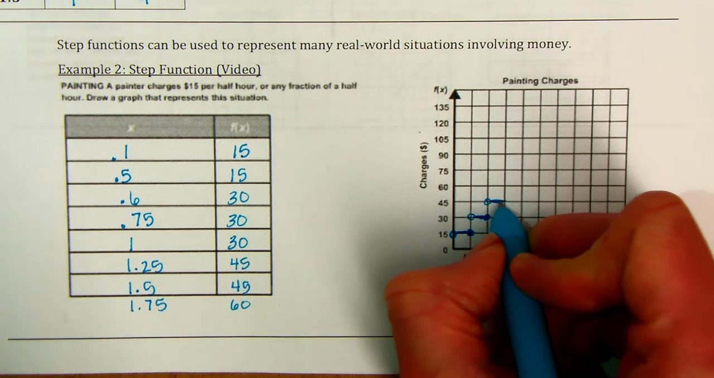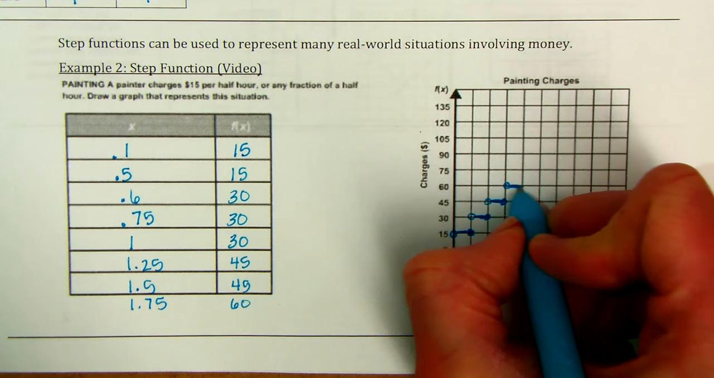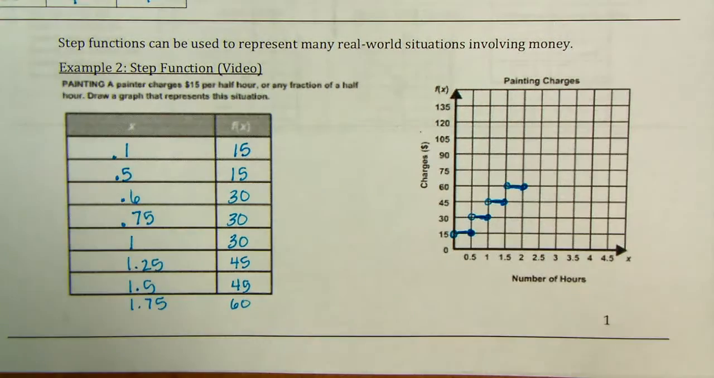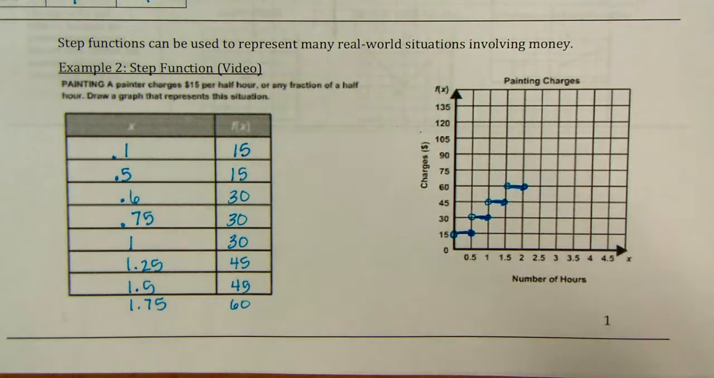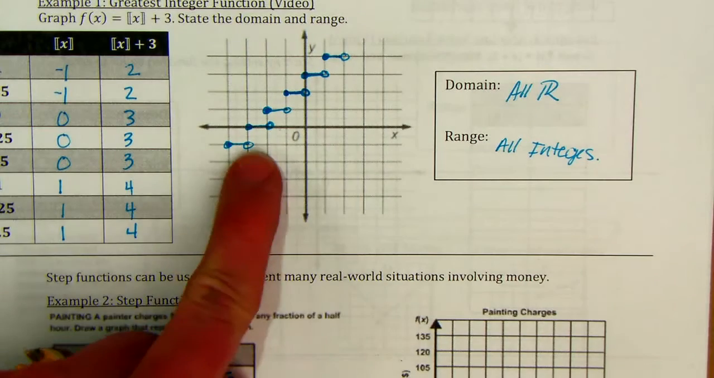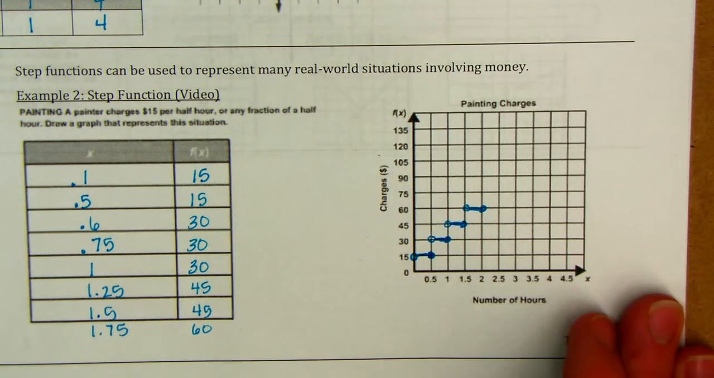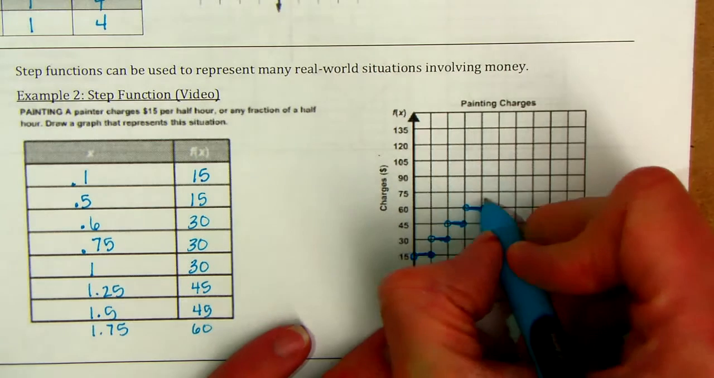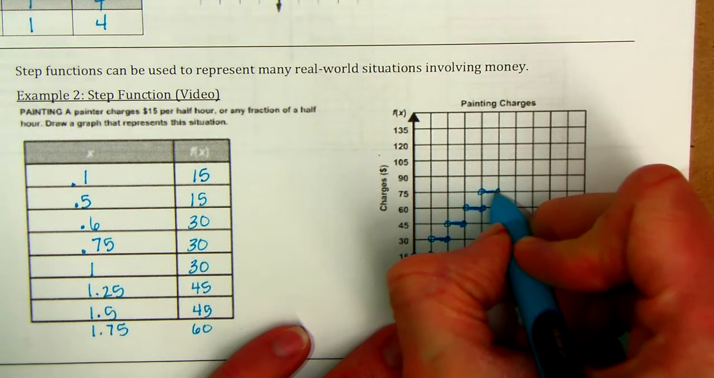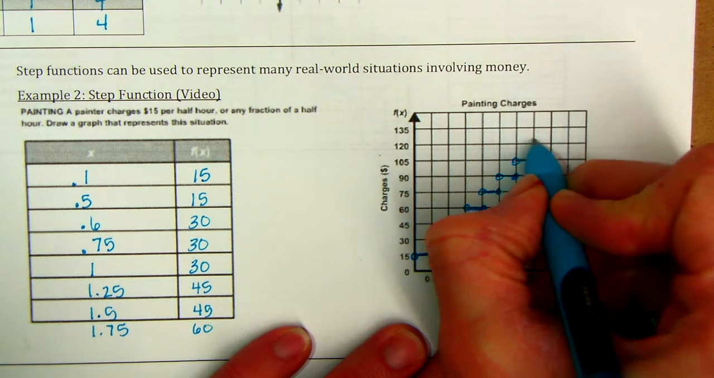So this one's kind of different because you're rounding up. Remember, in the greatest integer function, we rounded down. So take a look, we got an open circle and then the closed circle down there because we rounded down. But in real life, they hardly ever round down. They round up. So you keep doing that, filling it out. Open circle, filled circle. Open circle, filled circle. Open circle, filled circle.